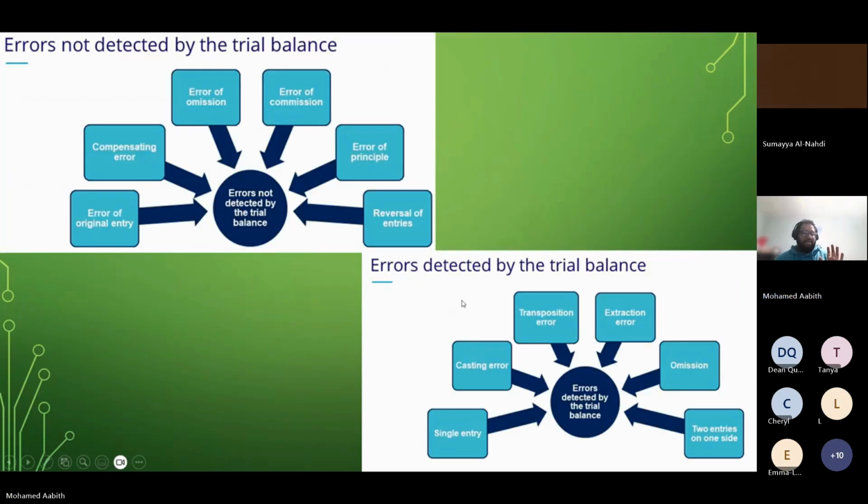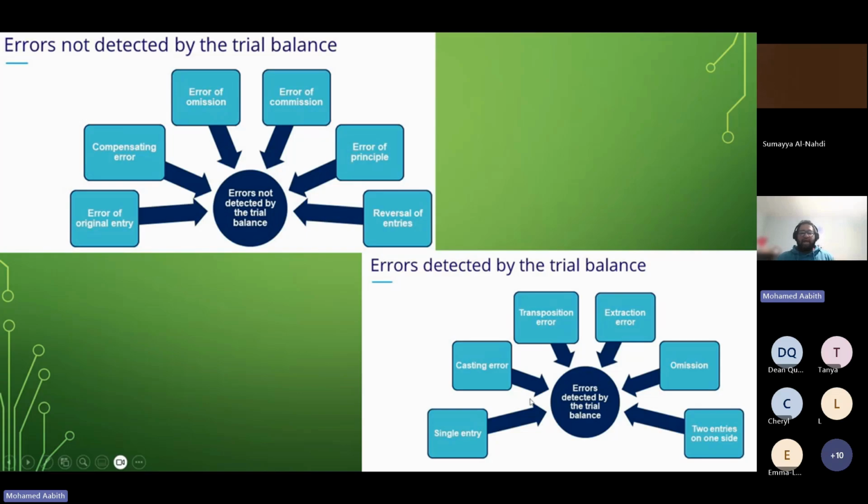But the six errors we need to remember are these. There is an error of original entry, an error of compensation (compensating error), error of omission, error of commission, error of principle, and reversal of entries. You have to remember all of these errors by name, because they will give you an error and ask you what type of error it is. So you have to be 100% sure which type of error it is. We'll go through every one of them with an example in a minute.